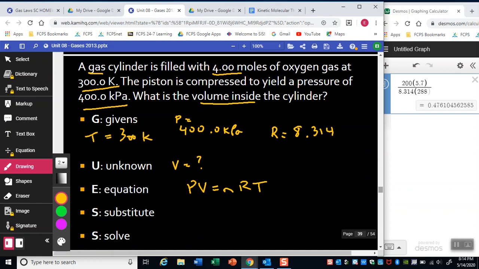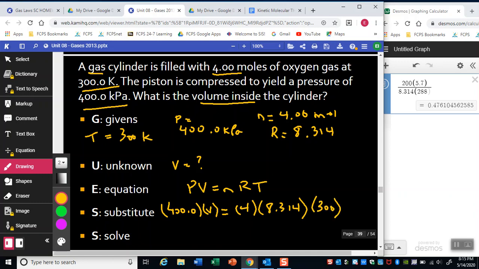Now I'm going to substitute in pressure, P, 400.0 times volume. I don't know what that is, so that's V. Number of moles. Oh, I forgot to write that down. It was given to me. Number of moles is 4 moles. My ideal gas constant is 8.314. And temperature is 300. Okay. So here's my volume that I want.